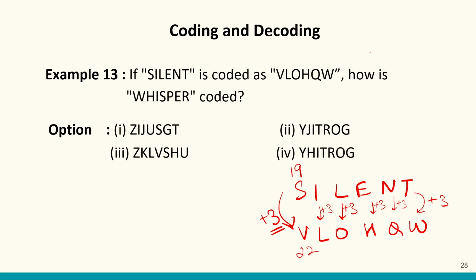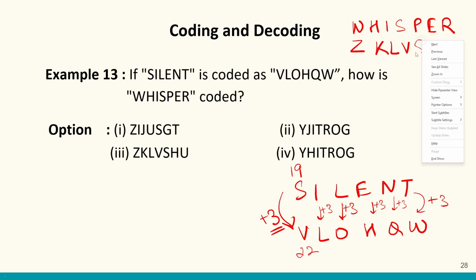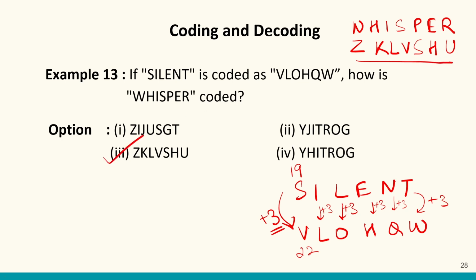So let's do the same thing for whisper. If we add 3 to W, we'll get Z. If we add 3 to H, we'll get K. If we add 3 to I, we'll get L. S will also be V. P will be S. E will be H, and R will be U. So our code will be ZKLVSHU, which is option number 3. So our answer will be option number 3.